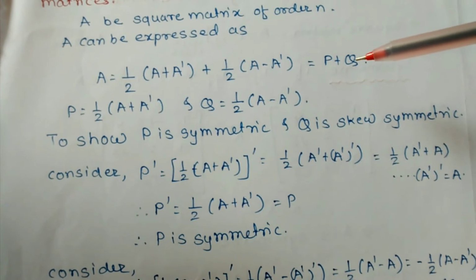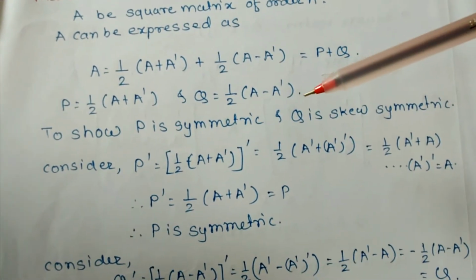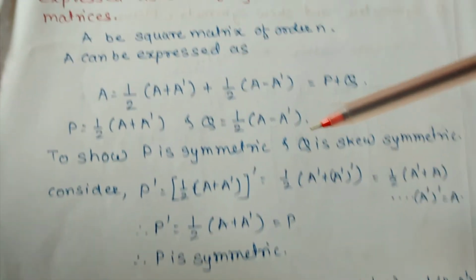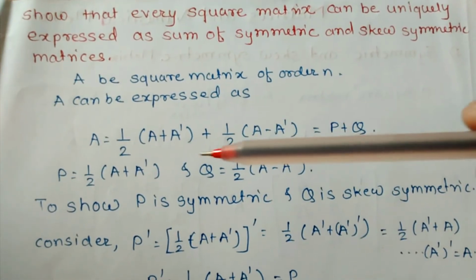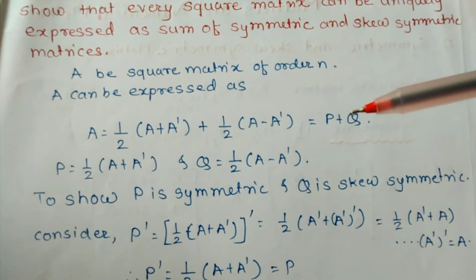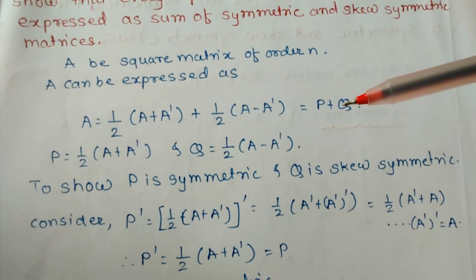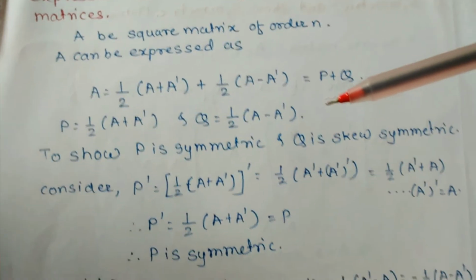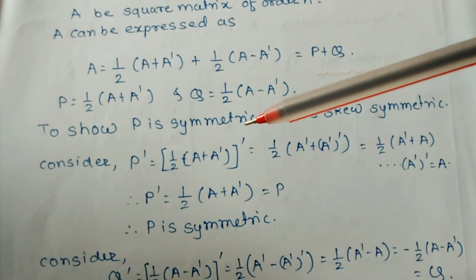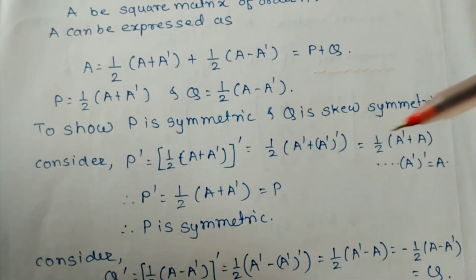That is, these are the two separate matrices. P is 1/2 (A + A transpose), Q is 1/2 (A - A transpose). Now from the problem statement, we have to show that the matrix A can be expressed as a sum of two matrices, where one is symmetric and another one is skew symmetric. That is, here we are trying to prove P is a symmetric matrix and Q is a skew symmetric matrix.